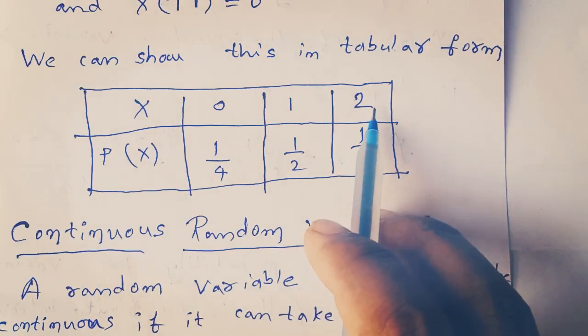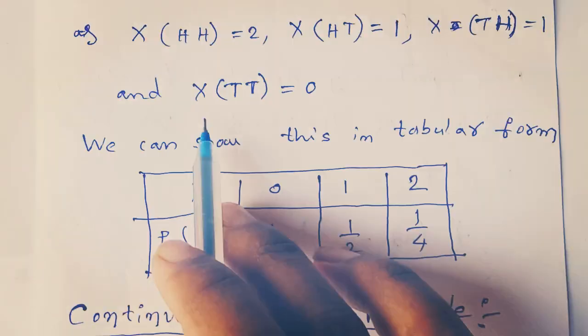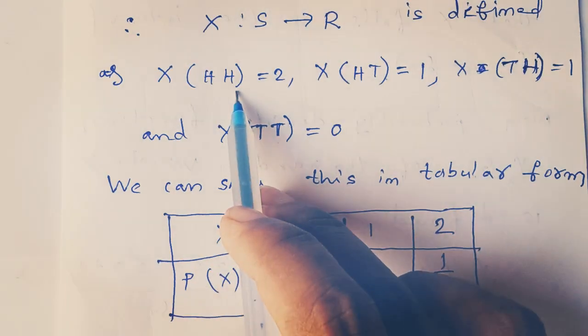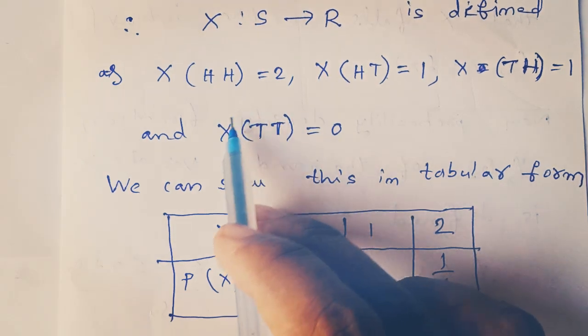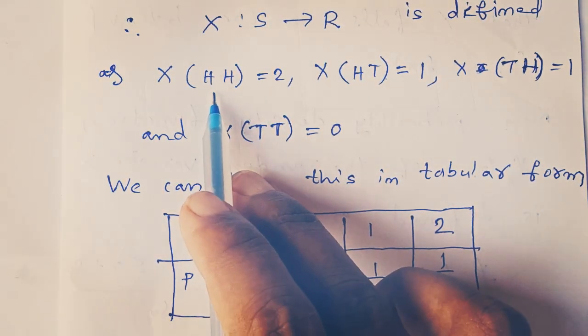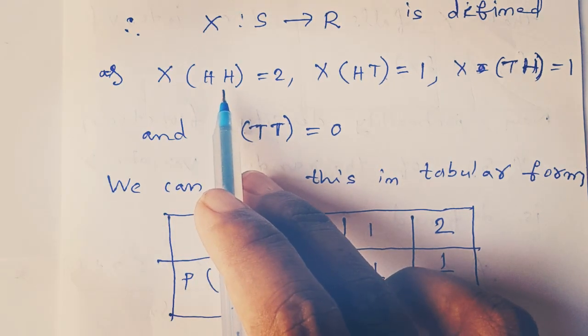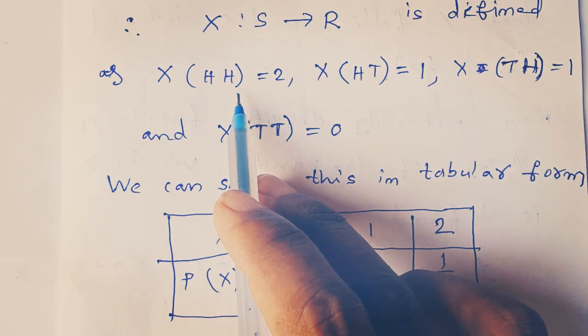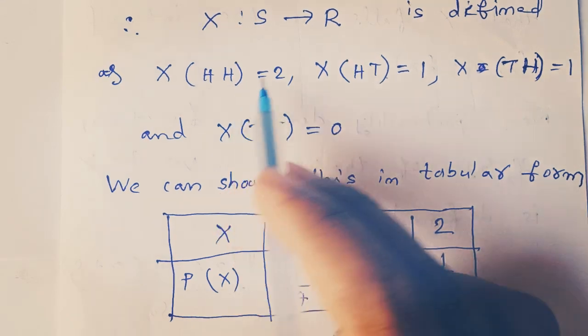Now the probability for getting 2 heads. 2 heads means HH. This is the only way for getting 2 heads. Therefore 1 by the number of elements of the sample space, which is 4. So 1 by 4.